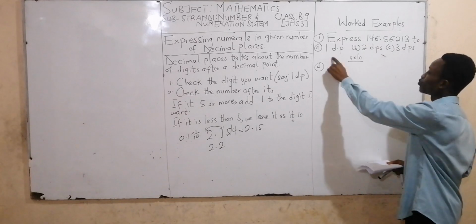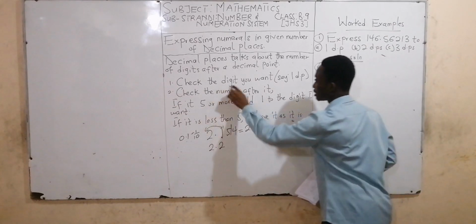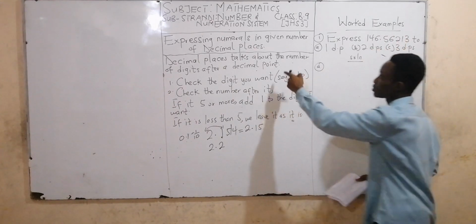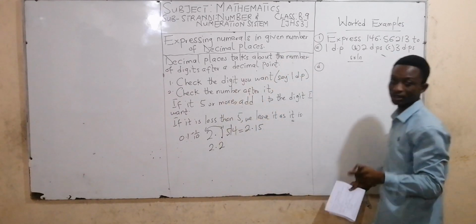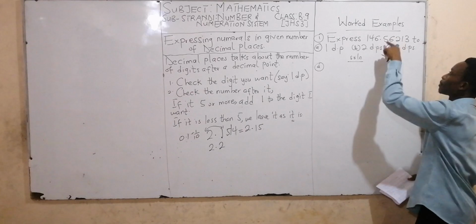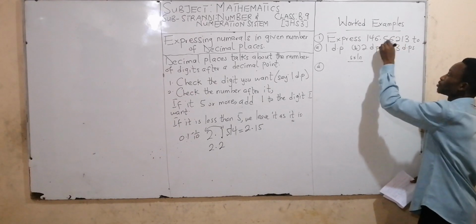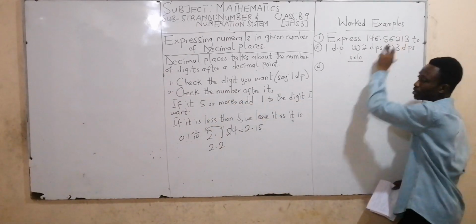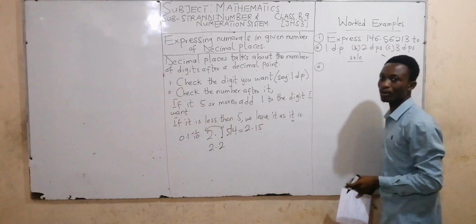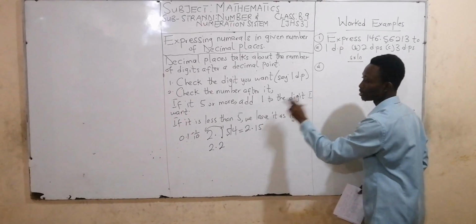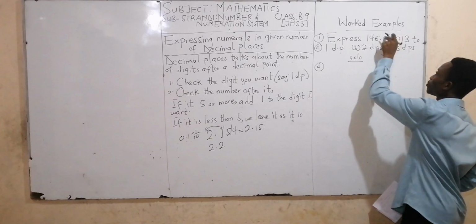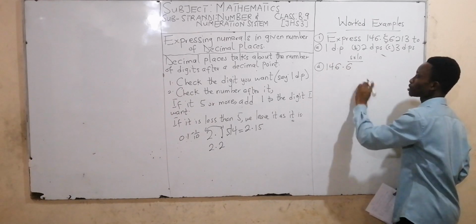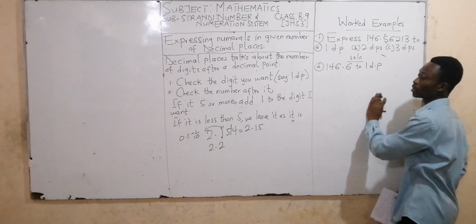So let's leave this in 1 decimal place. We first check the digit we want. We want 1 decimal place. Decimal place talks about the number of digits after the point. So we count 5. 5 is what we are looking for. So we make a tick on the 5. Now we check the number after it. If it is 5 or more, yes, it is more than 5. So we add 1 to the digit we want. So we add 1 to 5, making 6. So we get 146.6 to 1 decimal place.